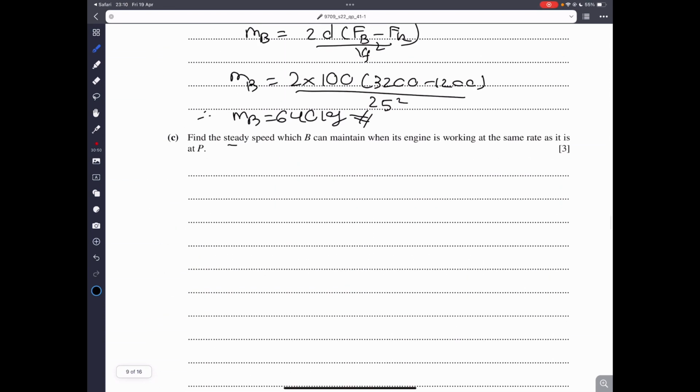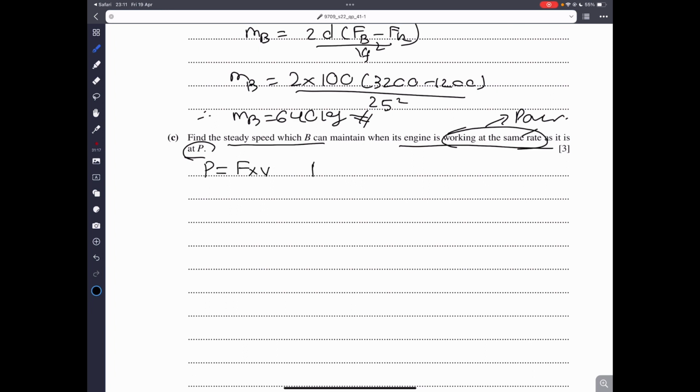Find the steady speed which B can maintain when its engine is working at the same rate as it is at P. Working at the same rate means power. Find the speed when the power is the same as at P. Okay. Remember, power is equal to force times velocity.